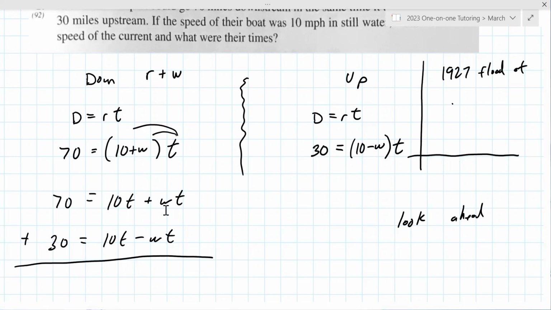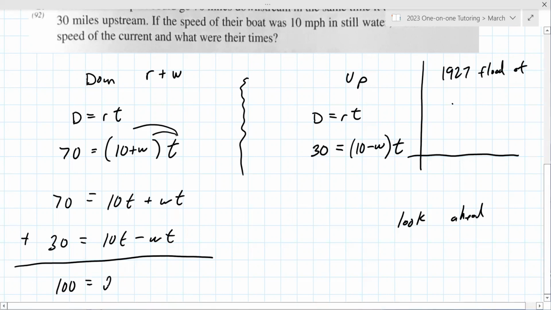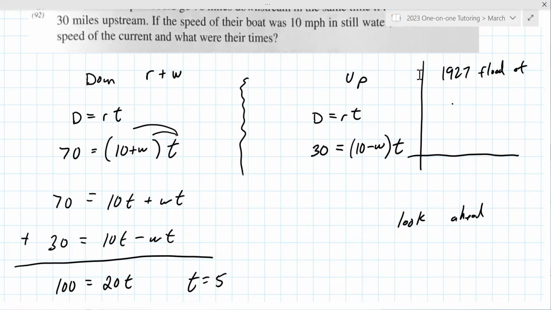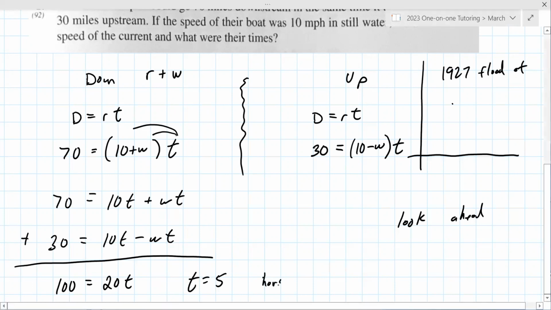So it'll be 100 equals 10t, which equals 20t. 20, sorry. So 5 equals t. Yes. Now your book's very good at often asking you for more than just this, or this isn't even part of the answer. We know that it takes 5 hours. And the reason we know it's in hours is because the rate is in miles per hour, mph.